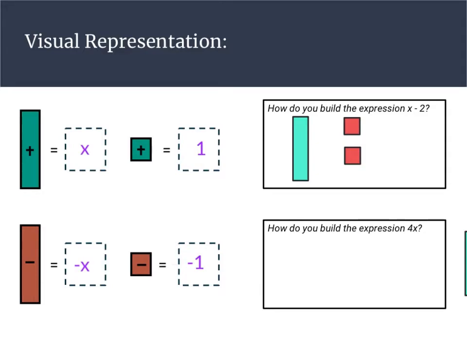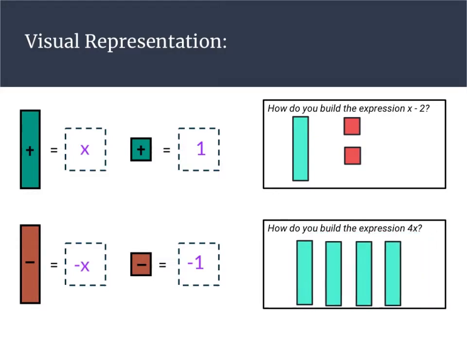My next problem says, how do I build the expression for 4x? So I want to have 4 of those x's. To do that, I'm going to just have those long bars. So I'm going to have 4 of them, so that I have 4x.